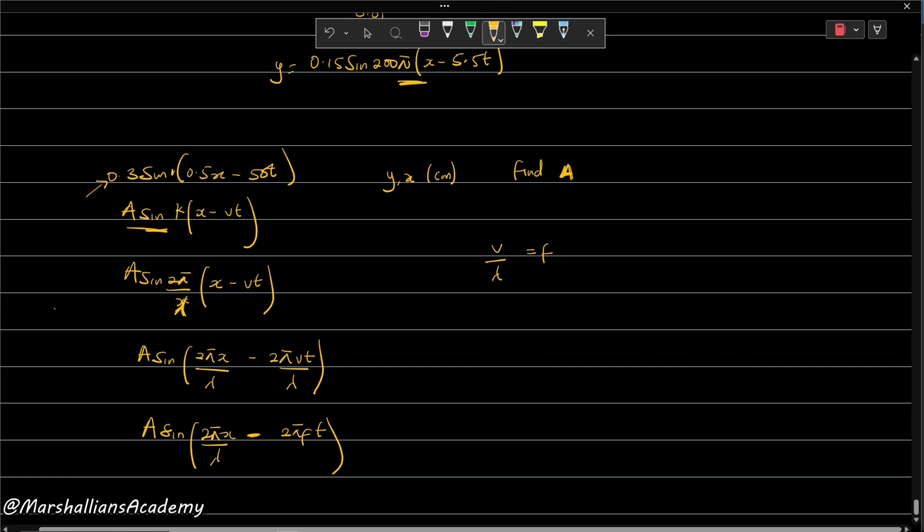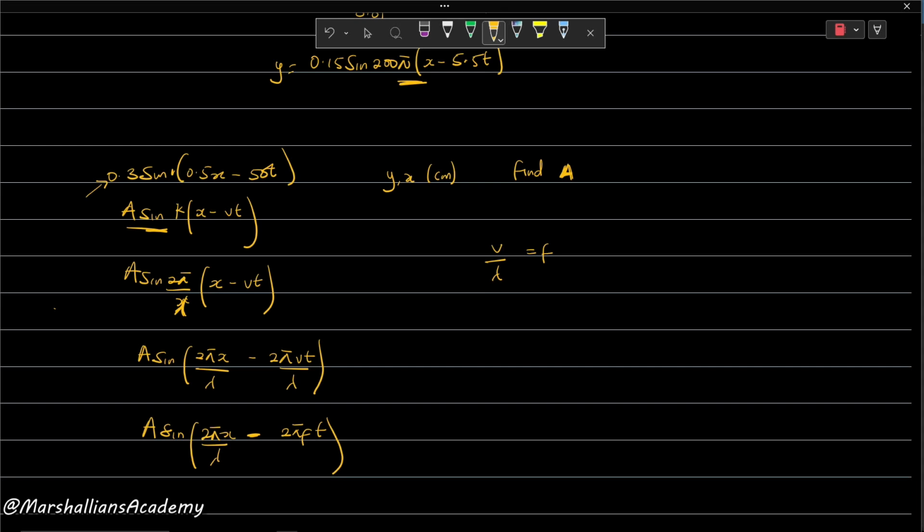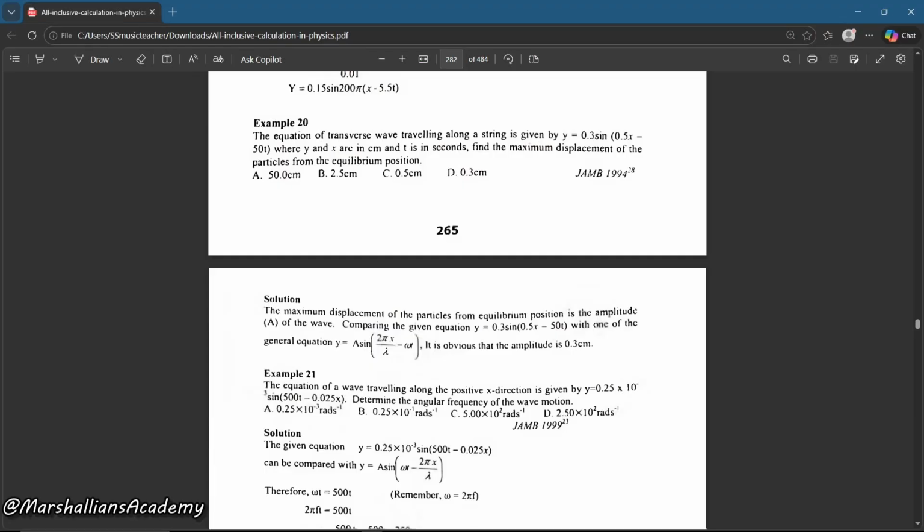Therefore, this is now looking very similar, a being 0.3, 2 pi over lambda being 0.5, and 2 pi f being 50. So now we can compare this equation and this equation because now they look similar. Therefore, by comparing, we should be able to deduce that the amplitude has to be what? 0.3. Let's confirm.